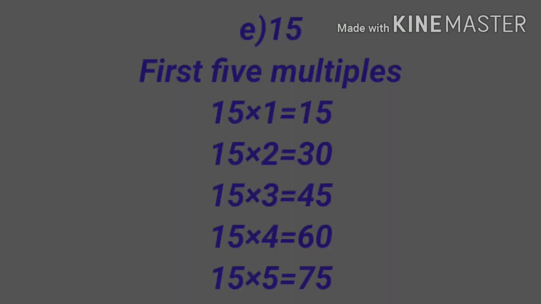Next example, 15. So multiply 15 by 1 to get 15. Then 15 multiplied by 2, we get 30. Then 15 multiplied by 3, we get 45. Then 15 multiplied by 4, we get 60. Then 15 multiplied by 5, we get 75. In this way, multiplying 15 by 1, 2, 3, 4 and 5, we get 15, 30, 45, 60 and 75. These are the multiples of 15.